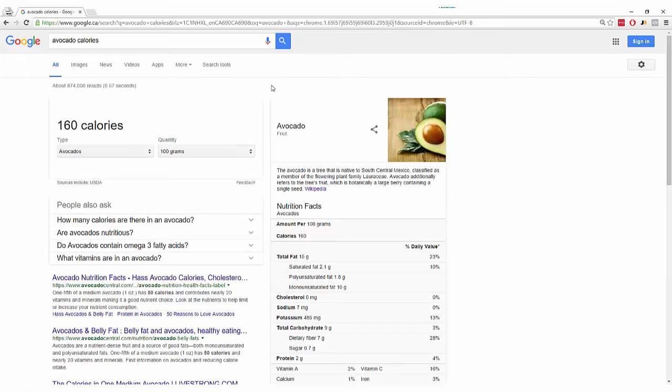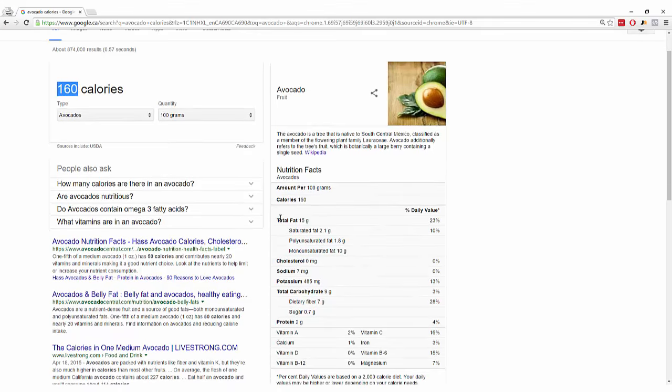There you go. So it shows me that in 100 grams of avocado, there are 160 calories. Moreover, it will show you nutrition facts. And as you already know, there are different types of fat, good fat and bad fat. So in 100 grams of avocado, what do we have in terms of fat?